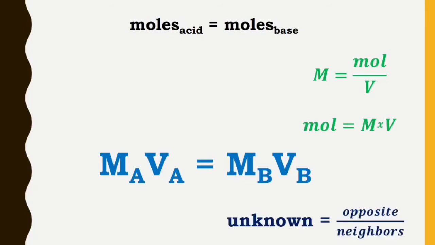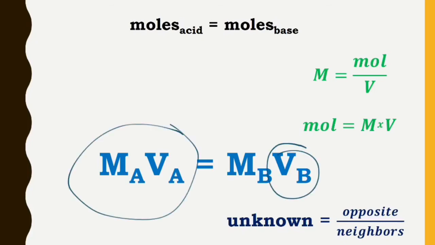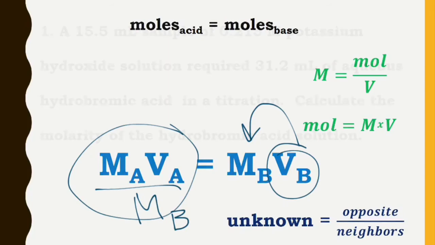And the easiest way to solve these problems is still probably to think about, what am I looking for? For example, if I'm looking for volume of base, then I'm going to be doing the opposite side calculation, so MA times VA, and then dividing by the thing I'm looking for's neighbor, MB. And that's going to get us our answer. So these next few calculations are actually going to go pretty quick, and you might be able to work them out without my help. So let's go ahead and look at them anyway.